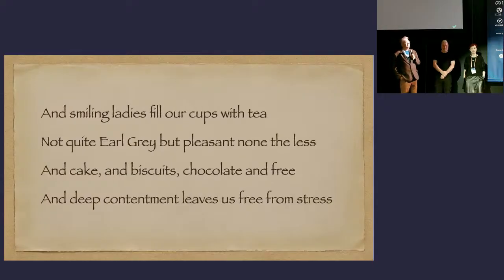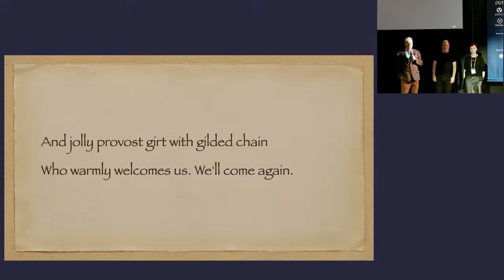And smiling ladies fill our cups with tea. Not quite Earl Grey, but pleasant nonetheless. And cake and biscuits, chocolate and free. And deep contentment leaves us free from stress. And jolly provost, girt with a gilded chain, who warmly welcomes us, will come again.